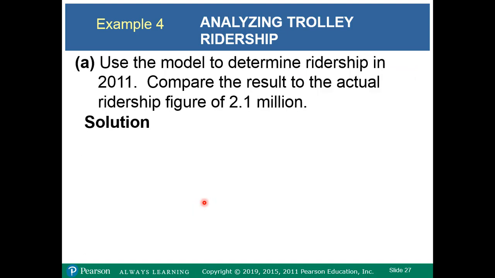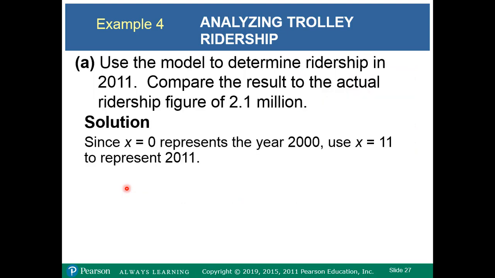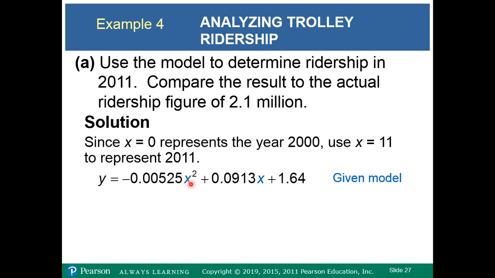It says use the model to determine ridership in 2011 and compare the result to the actual ridership figure of 2.1 million. So this is the actual ridership, 2.1 million, but we're going to use this mathematical model to estimate what it would be in 2011, and we'll see how close the estimate is. Since x equals 0 represents 2000, x equal to 11 will be 2011, so we're going to substitute in 11 wherever there's x.